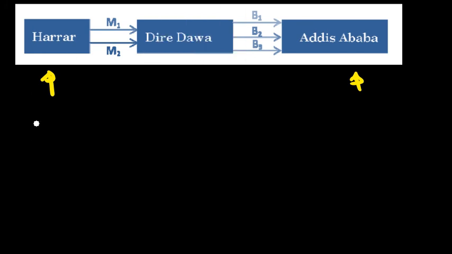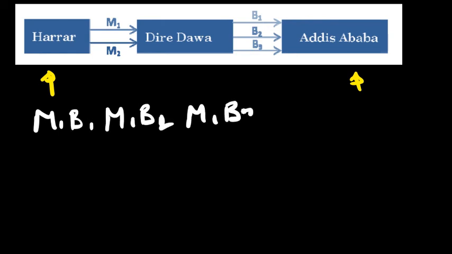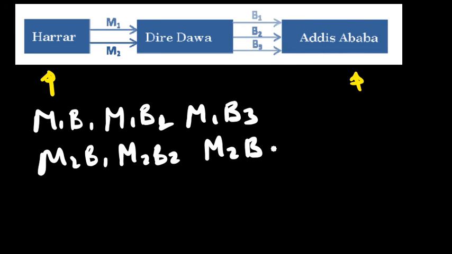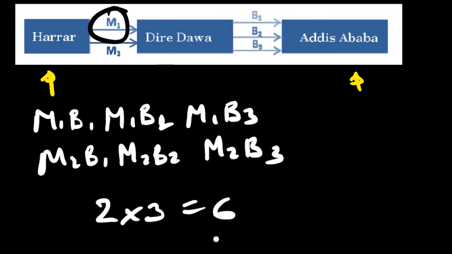From Harar to Redwa, she can go with minibus 1 and bus 1, or M1 B2, or M1 B3. The other way, M2 B1, M2 B2 and M2 B3. So there will be 6 chances. 6 different ways of transportation are there from Harar to Addis. First of all, from Harar to Redwa, if you use M1, after that there are 3 possibilities. Again, for M2, 3 possibilities. So generally, we can say 2 multiplied by 3, which is 6.